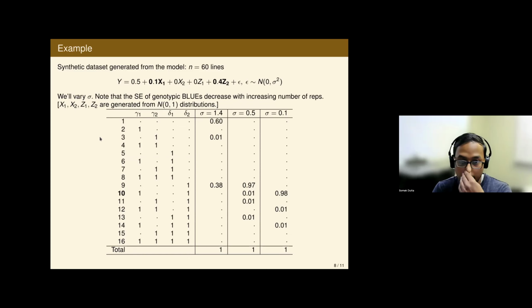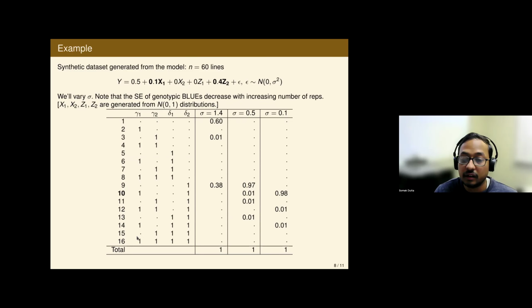All right. What we see here are the posterior probabilities for three different cases. In the first case, sigma is a bit large, so the error standard deviation is 1.4. In the second case, it is 0.5, so it's like you have more reps. And in the final case, the error standard deviation is 0.1, so even more reps on the varieties.